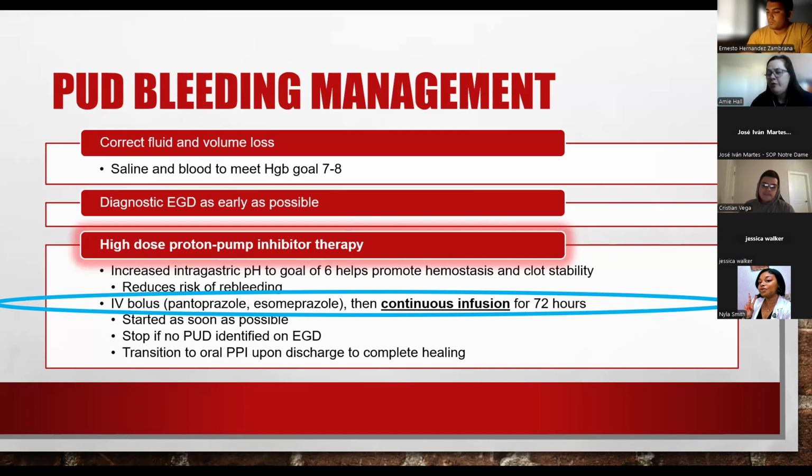There are some places that are doing IV push, but I cannot find the evidence for it. I haven't looked in maybe a year or so, but I can't find the evidence for IV push. The NAPLEX book and the guidelines that I find still recommend the IV bolus plus the continuous infusion. After that 72 hours, you can switch to oral, because your proton pumps are adequately turned off and your oral one will be given time to work. Also, the risk of rebleeding is highest within 72 hours. So once we get past that 72 hours, we're really in a much better spot.